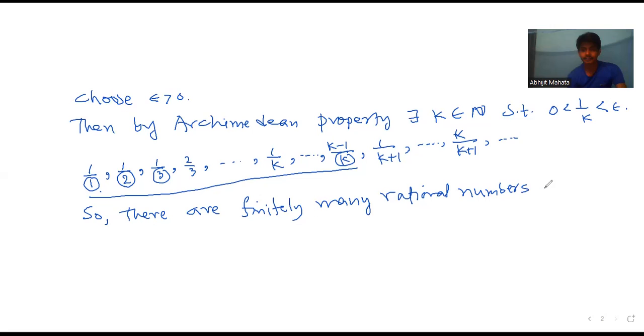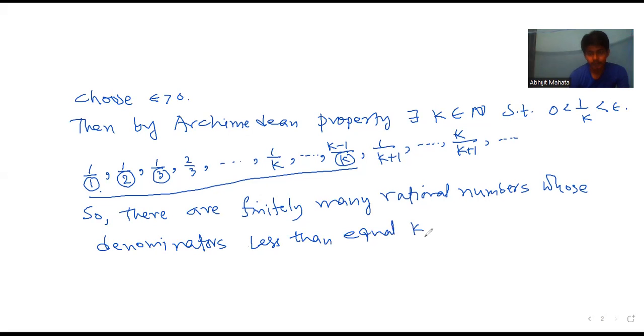There are finitely many rational numbers whose denominators are less than or equal to k. So in the interval [0, 1] there are only finitely many rational numbers whose denominator is less than or equal to k. Now see, we have the interval [0, 1]. Suppose we have the point p here.